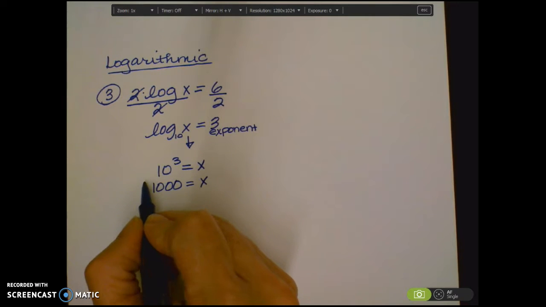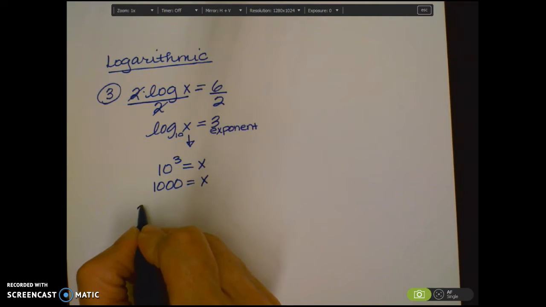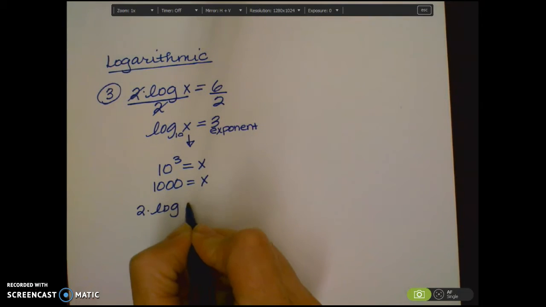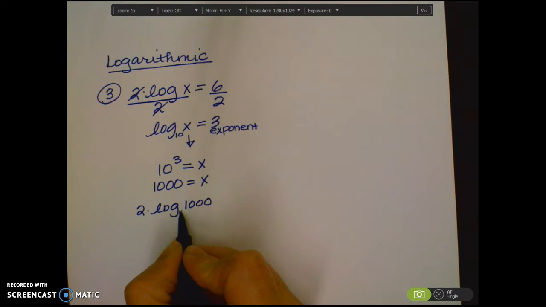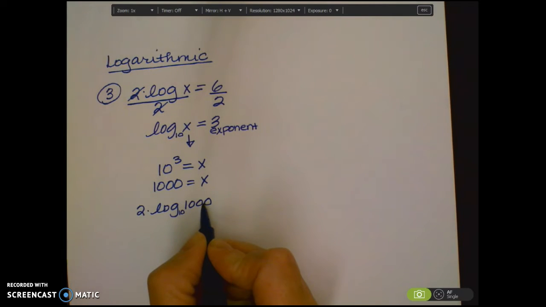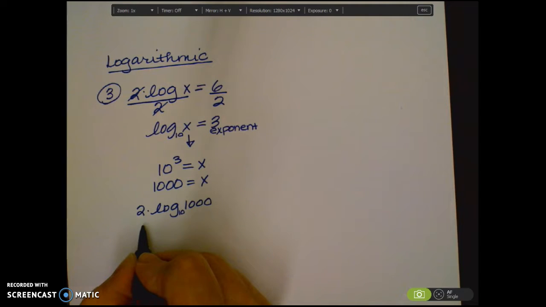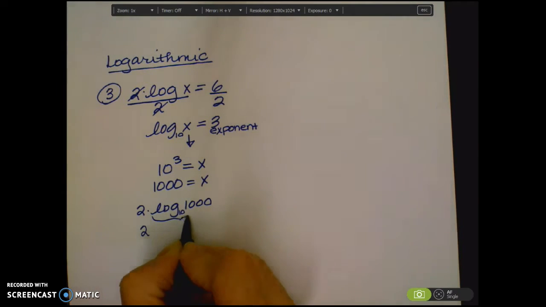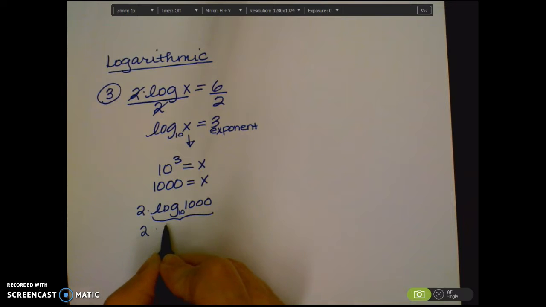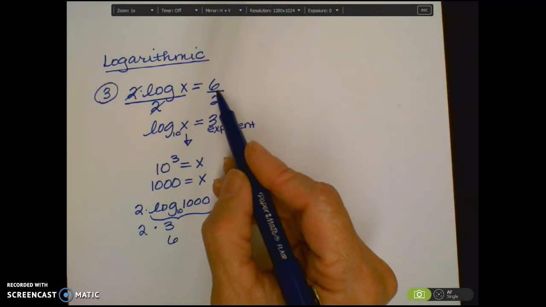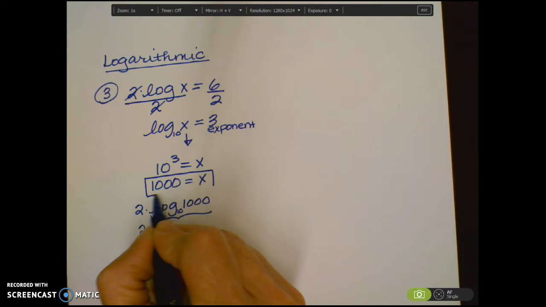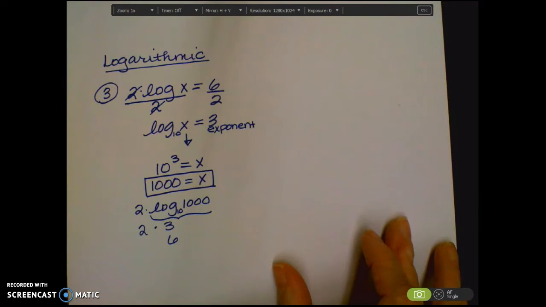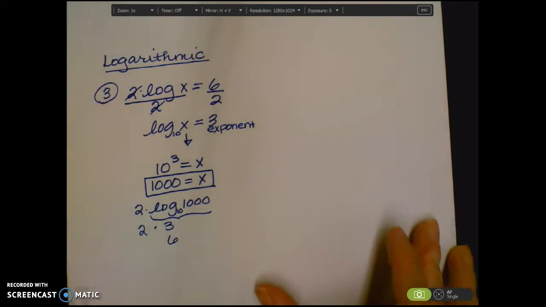And that is that. Now, in terms of checking that, if I were to check it, 2 times the log of 1,000. Think about what we did with logarithms. 10 to what power equals 1,000? That's what the logarithm means. So 10 to what power equals 1,000 would be 3. And 2 times 3 is 6, which is what it should have been based on the original equation, which means our value of 1,000 is correct. And that's one way to do a logarithmic equation.